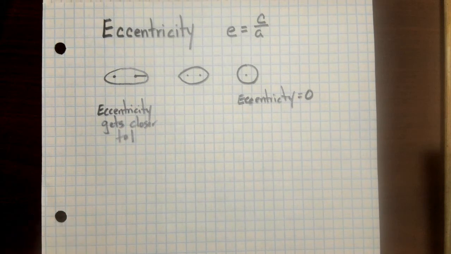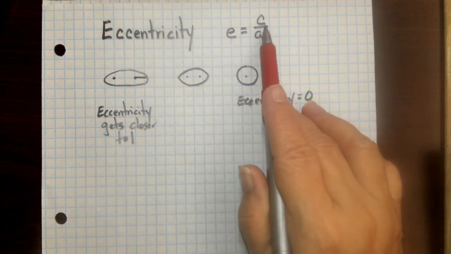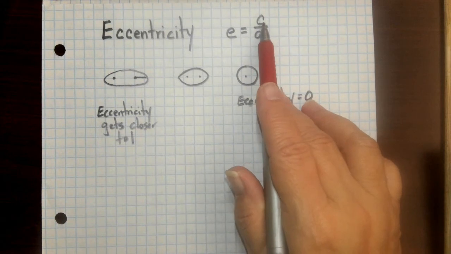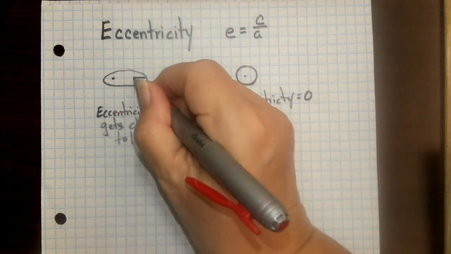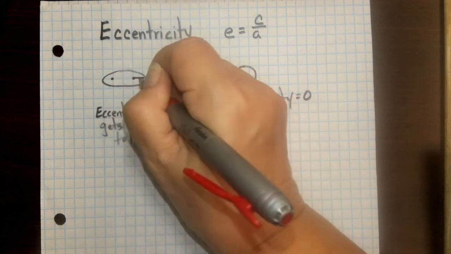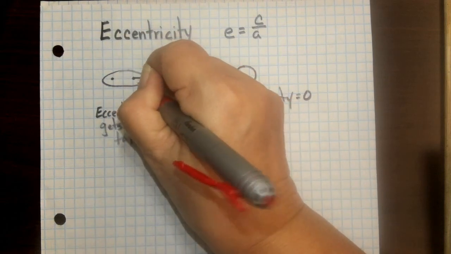All right, so the next thing we want to talk about is just more of an idea than a calculation. We're not going to spend a lot of time calculating eccentricity. It's actually very easy to calculate. It's just a fraction. So remember, this letter C is the distance from a focal point out to the ellipse. So this distance here is C.